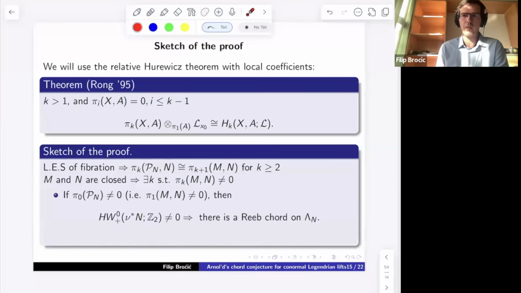Now let's first cover the simple case, which is already covered in the literature. Let's start with the set of connected components of the space of paths. If there are some non-contractible paths, obviously the positive Floer homology, even with Z2 coefficients in degree 0, will be non-zero, hence we'll have some Reeb chord.